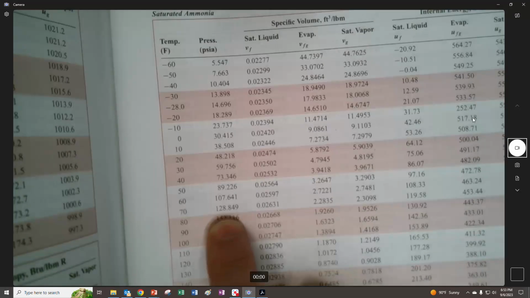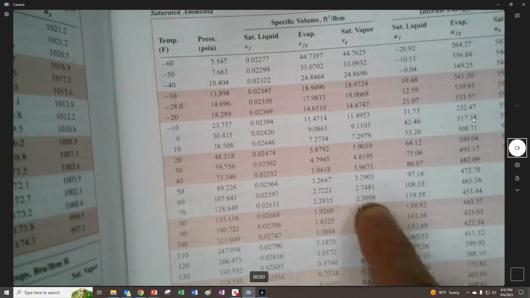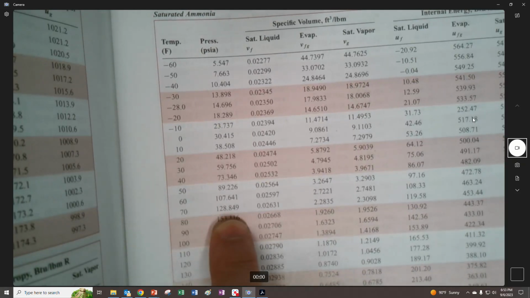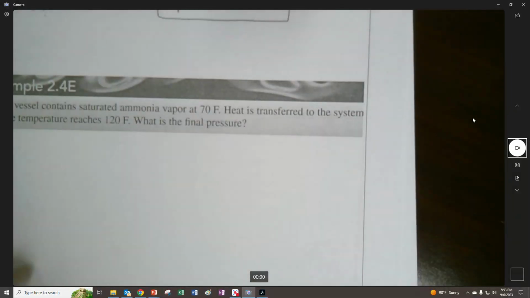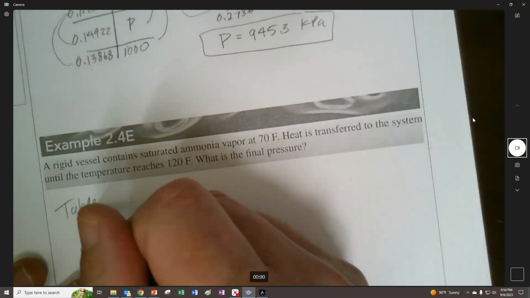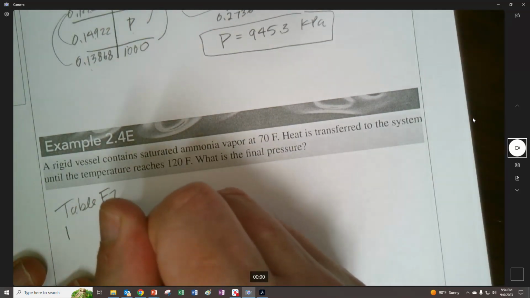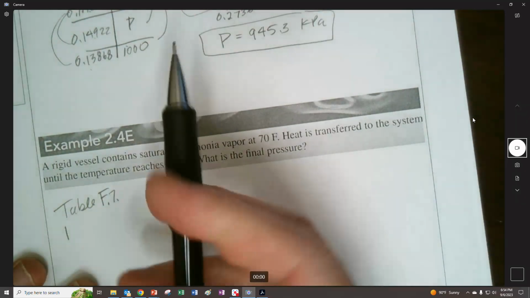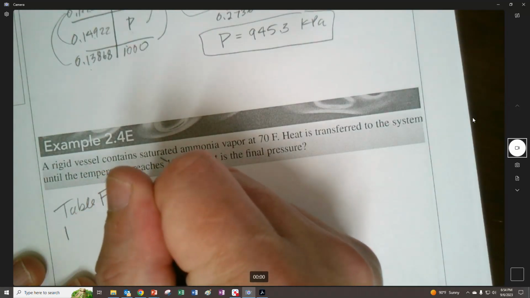So 70, and we end up with 2.3098. Great. So 70, and by the way, that has a saturation pressure of 128.85, but we don't really need to know it. But it's good to write it down, though. Pretty good to write it down. So this is table, what is that table? F.8. Once again, I'm looking at the wrong side. F.8.1, great, thanks.